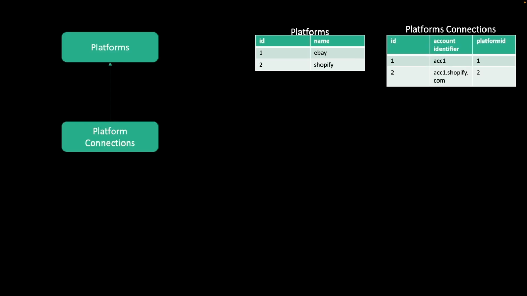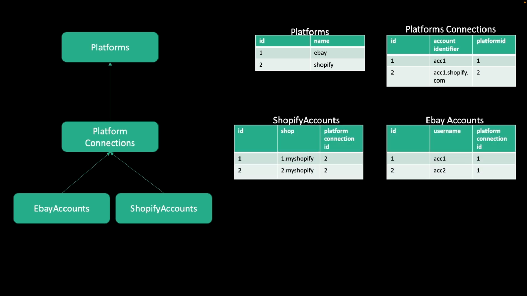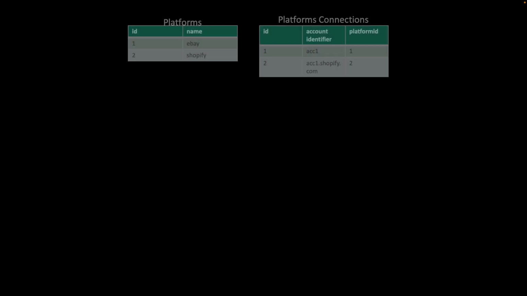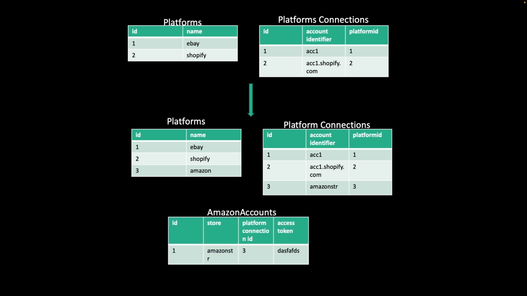So you have multiple platform connections, but then you also want that linked to a unique eBay accounts table with eBay or Shopify specific data. So you have platforms, platform connections, and then you have an eBay accounts table and a Shopify accounts table with their own unique data. So if I add Amazon as an integration, I add Amazon into platforms, and then I can add the Amazon account into platform connections, and then also have all the Amazon unique information like access token and stuff inside the Amazon platform table.